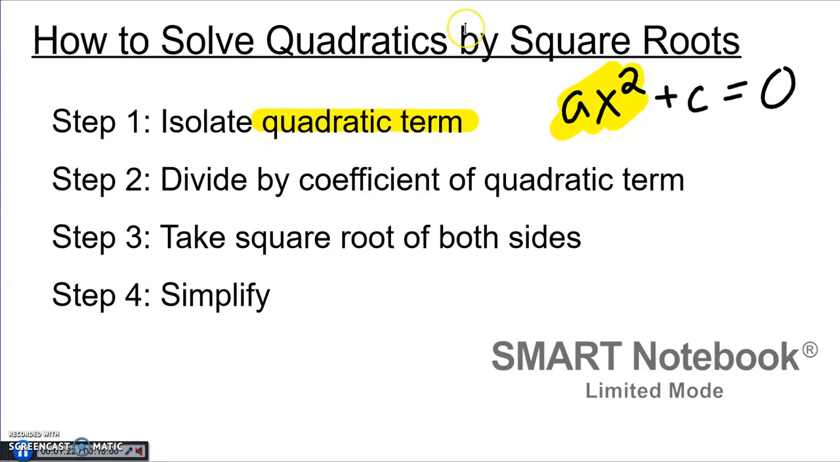A key step here is that we use plus and minus. We want to use that plus and minus. And the fourth step is we're going to simplify as best as possible. So let's go through 3 examples.